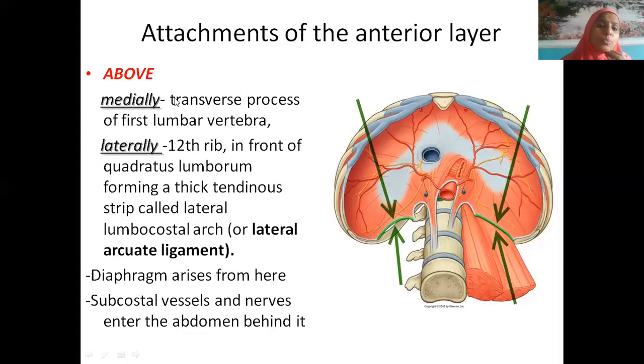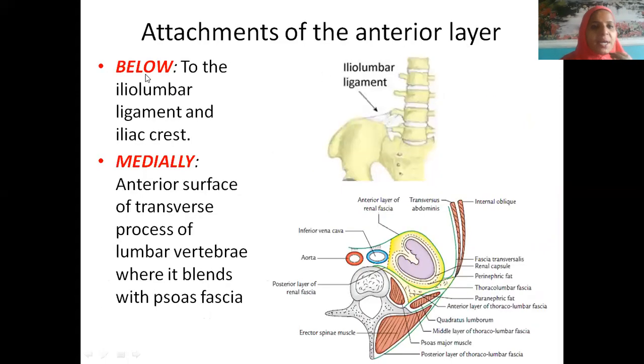So that was the superior attachment of the anterior layer. We are discussing exclusively the anterior layer now. When you go below, it is attached to the iliolumbar ligament and iliac crest, the whole vertical extent. So above is the 12th rib, below is the iliac crest, like that you remember. The sheet is continuous, from top to bottom the whole sheet is there. From the 12th rib above to the iliac crest below.